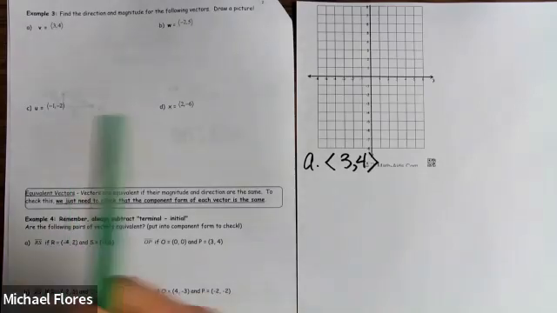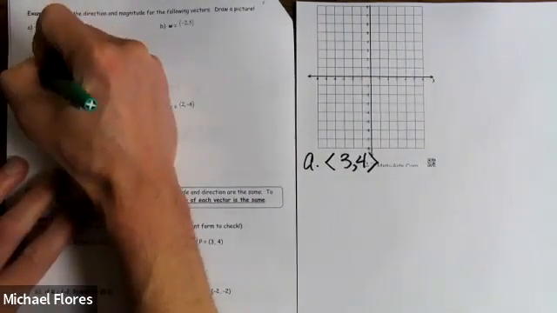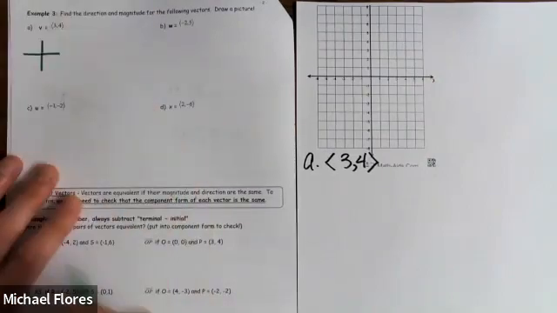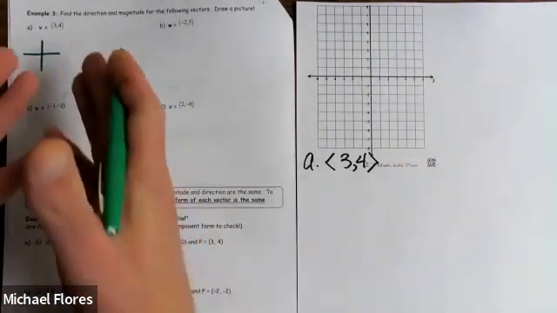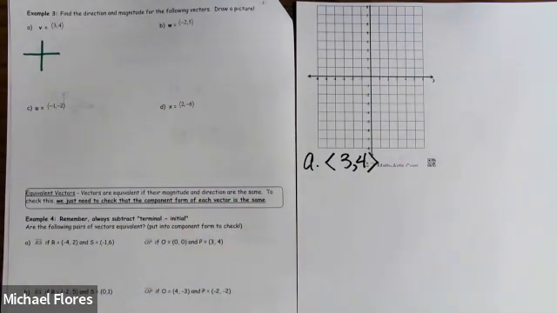Example A, we have to find the direction and magnitude for the following vectors, and they say to draw a picture. Now, just to make this visually easier to see, I have a bigger graph that I have put on a piece of paper here. You will not be provided this stuff. You would have to just kind of sketch a graph on your own. So you can do it this way. You will rarely be given an actual coordinate plane.